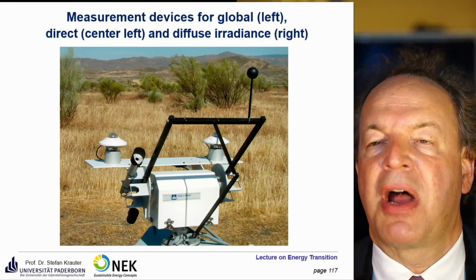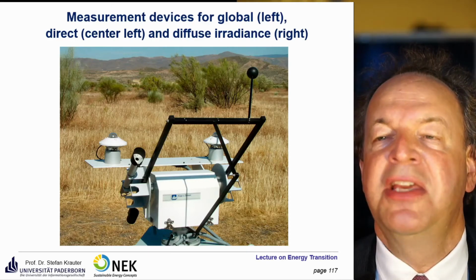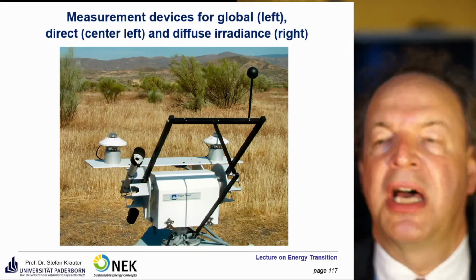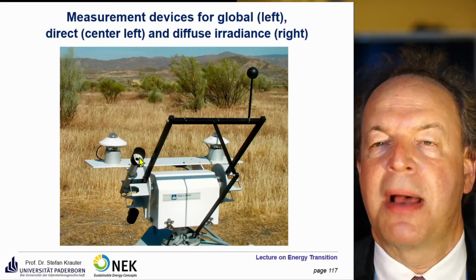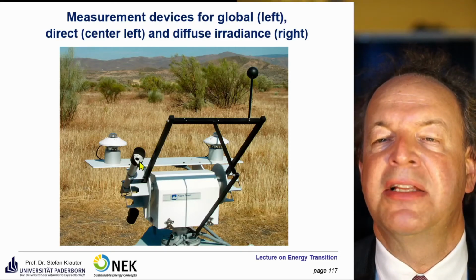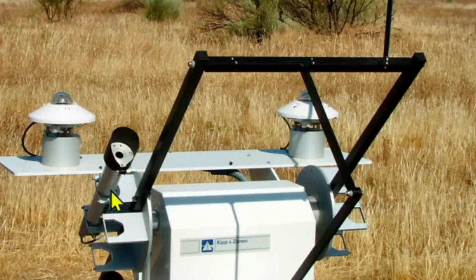By this construction, you measure the diffuse irradiance only, and the diffuse and the albedo irradiance only. Here, this tube is the absolute opposite. It's directly positioned towards the sun, orientated towards the sun, and you measure direct irradiance only by that.